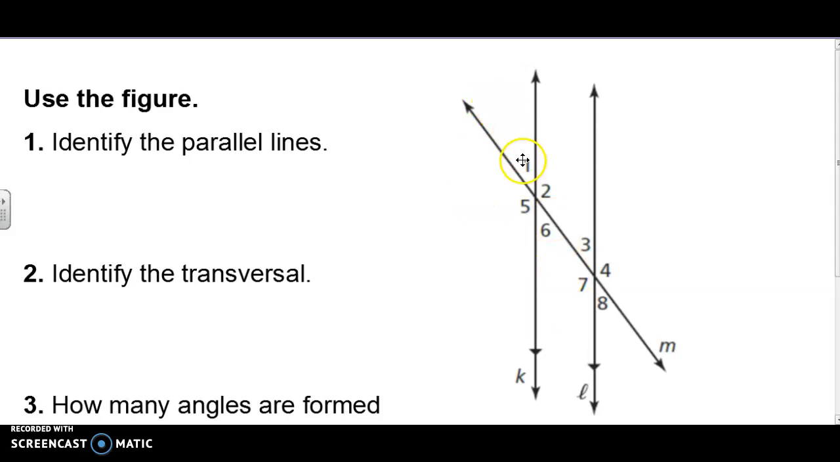Now, so we have K and L are parallel. So identify the parallel lines. Well, line K is parallel to line L. So those are parallel lines. Now it says identify the transversal. So a transversal is a line that intersects two parallel lines. So what line intersects these two parallel lines? Well, that would be line M.